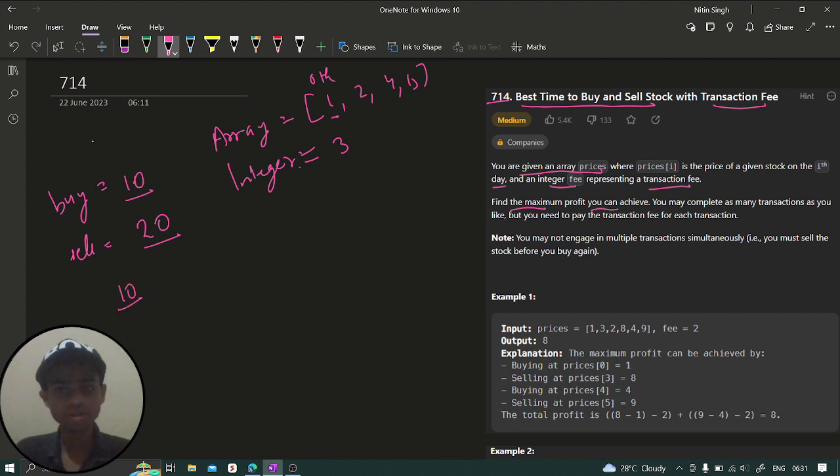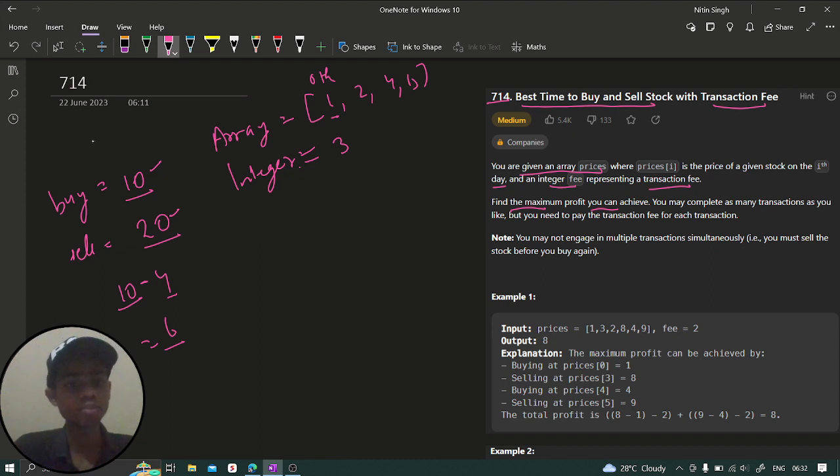But the twist in this particular problem is that from that 10 we have to subtract the transaction fee. So they are given a transaction fee, and we have to subtract that as well. Let's say the transaction fee is 4, so on this particular event we are going to get a profit of 6. If we buy at 10, sell at 20, then subtract the transaction fee, we get a net profit of 6. So here they have told this thing only. You may complete as many transactions as you like, but you need to pay the transaction fee for each transaction. For every transaction we have to pay.